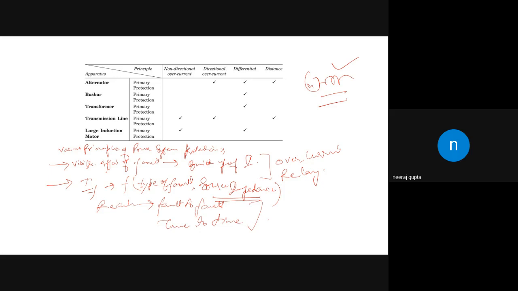So this reach keeps on changing from fault to fault and from time to time. What is the reach of that relay, we can discuss after this, in the principles of power system protection. So what happens? This led the engineers to think about other principles of protection. Another very natural principle of protection is the differential protection that I have discussed many times.